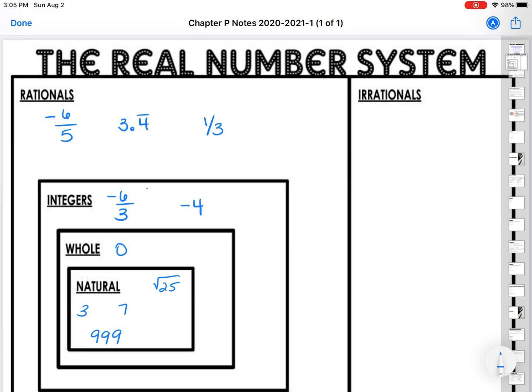However, on the irrational side, those would be numbers we cannot write as a fraction. There's some sort of decimal that goes on and on with no pattern. So that could be like pi. That could be the square root of 2, the square root of 3, the square root of 5, and eventually we'll talk about this year. There's a number called e, and that is also an irrational number.